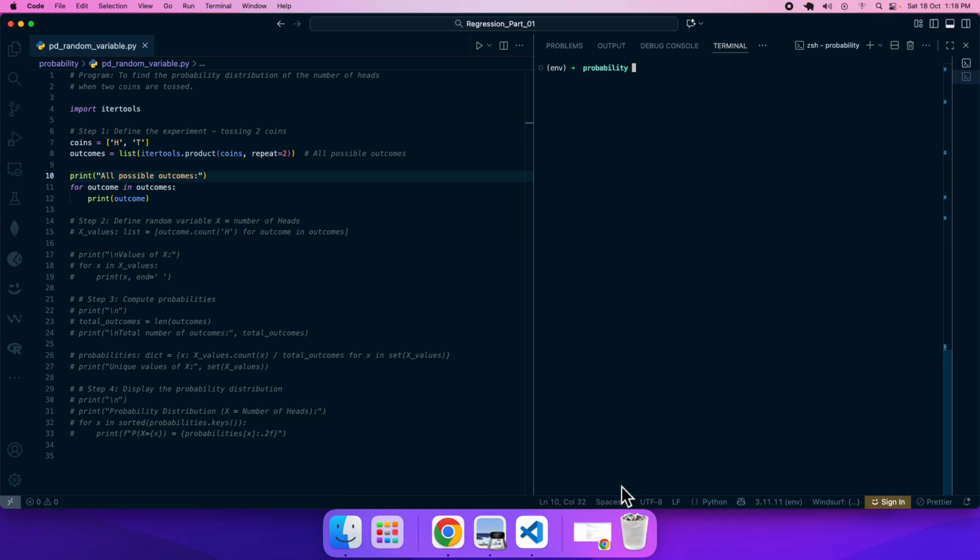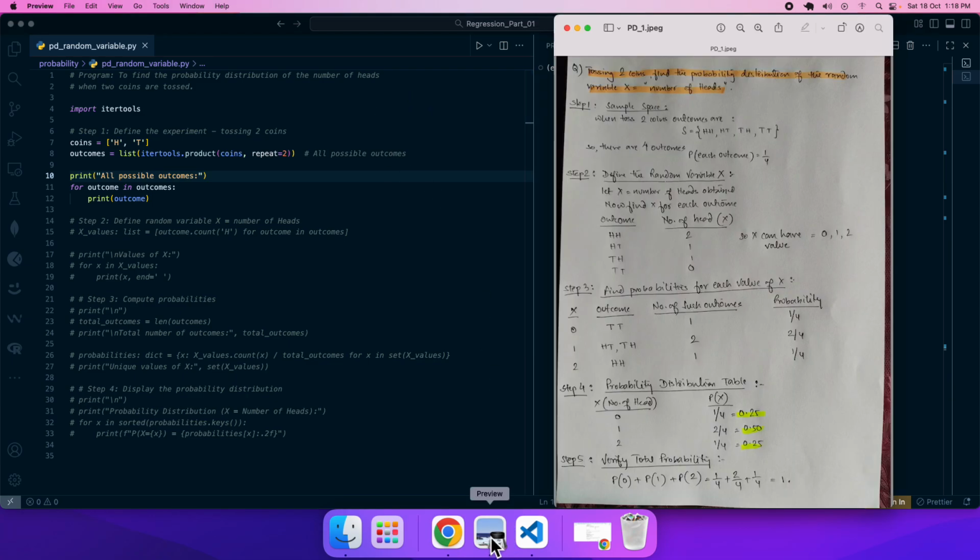Hello everyone. Let's find the probability distribution of the number of heads when we toss two coins. On the right hand side what you see is the solution, and on the left hand side is the implementation. So I have to find the probability of the number of heads when we toss two coins. So let's first create the sample space.